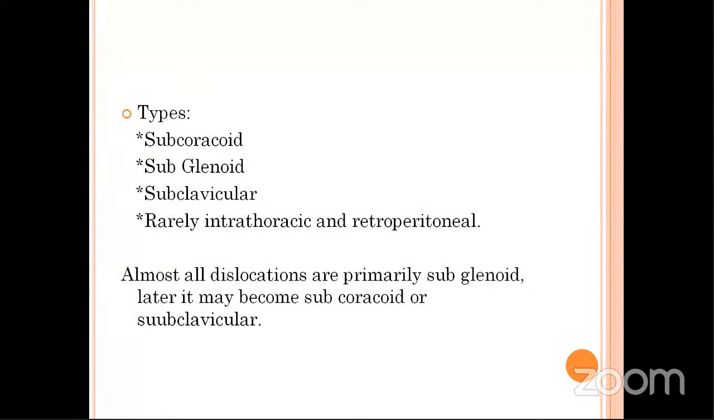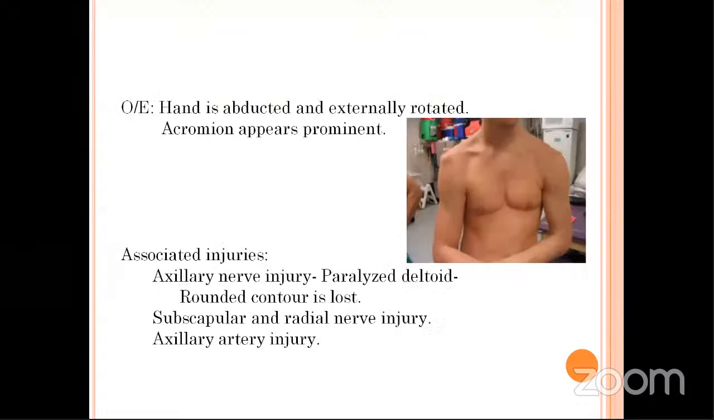There are different types of anterior dislocation. It can either be subcoracoid, subglenoid, subclavicular, and in extremely rare cases, it can even be intrathoracic and retroperitoneal. So almost all anterior dislocations are initially subglenoid, which might convert later into subcoracoid or subclavicular. On examination, the hand is in an abducted and externally rotated position, and the acromion appears prominent.